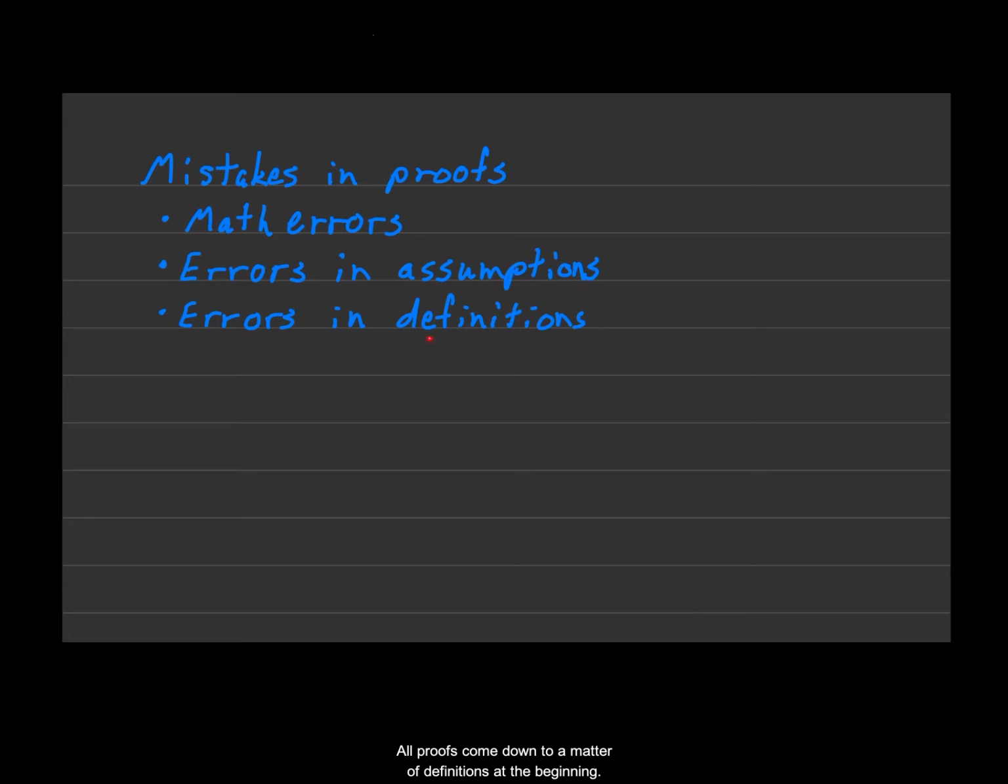All proofs come down to a matter of definitions at the beginning. If we're not all speaking about the exact same definition, then we can't have the same assumptions in a proof. So everything in proof-based mathematics comes down to definitions. You have to get those definitions right. If you have an error in your definition, even a slight error, then you're not going to have the correct basis for everything else that's built in the proofs. So next we'll take a look at some examples.